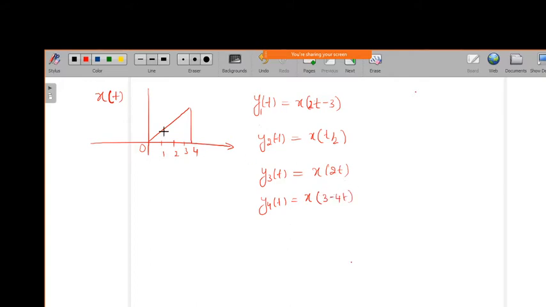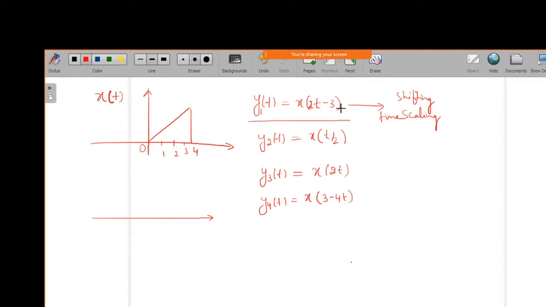So now we can do this. What are y1 of t, y2 of t, y3 of t, and y4 of t? For y1 of t, what are the operations involved here? The first operation is shifting, and then time scaling, right? We have to do all these things. First, you shift. If you shift this, you will get x of t minus 3.